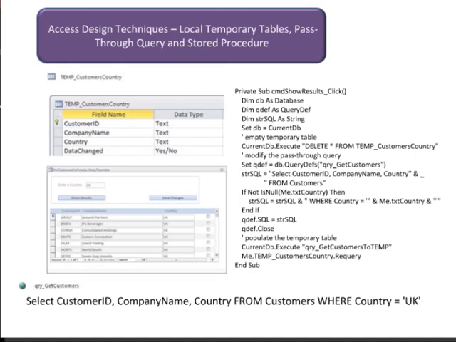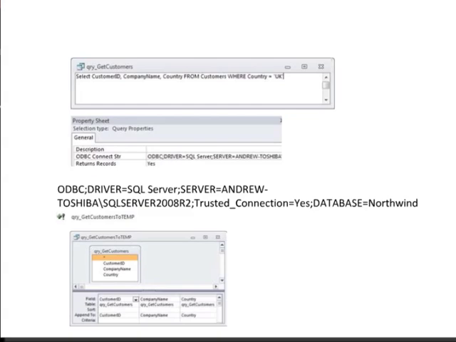So if you look at the actual code there, you'll see that the code basically executes a delete against the temporary table, and then it modifies a pass-through query, and it uses the pass-through query to be pointed to return the correct data. After it's written the pass-through query, it has to then execute another query to perform the population of the data, and then it requeries the subform control.